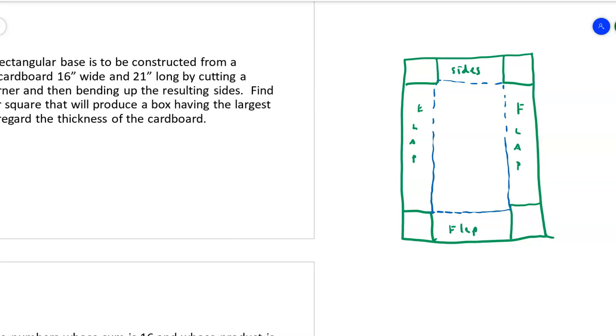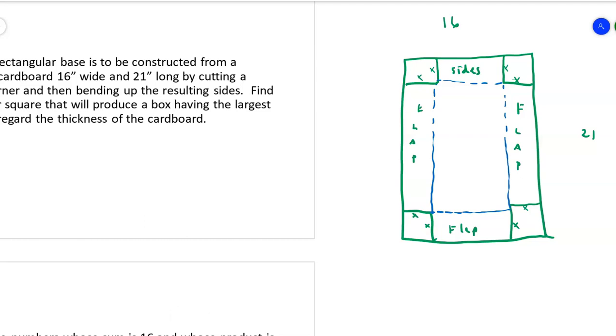Now, the question is, how big of a square do you cut? If you cut too small of a square, you're going to have a very shallow box with a big base. If you cut too far in, you're going to have a very tall box, but the base isn't going to be very big. So the question is, where do we fold those sides to make the highest possible volume for the box? All right, so the sides were 16 by 21. I'm going to call the side of my square x, which means that every side of these squares are x, right? Because they're squares. And I want to cut out squares of the same size. Otherwise, my sides of my box are going to be taller on one side than the other, and that doesn't make any sense.